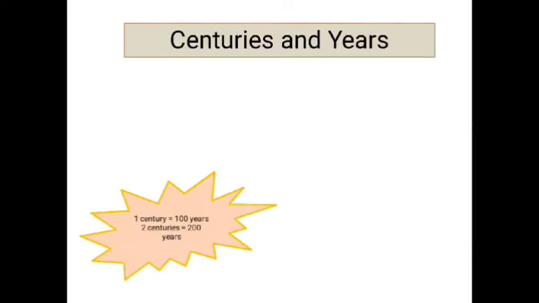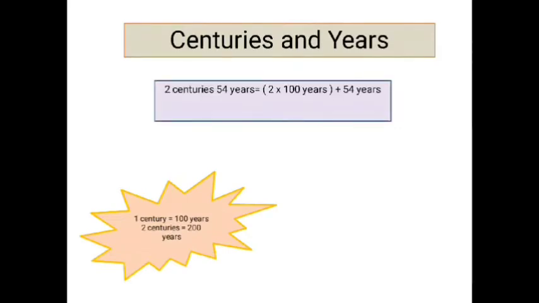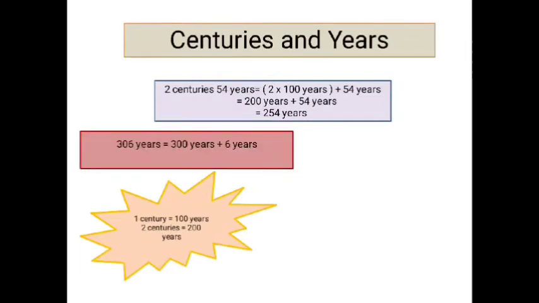How about in 2 centuries, 54 years? Changing into years, there are 254 years. What if we change now 306 years? So we separate them. 300 plus 6. 300 years plus 6 years. In 300 years, when we change into centuries, there are 3 centuries. So it is 3 centuries, 6 years.